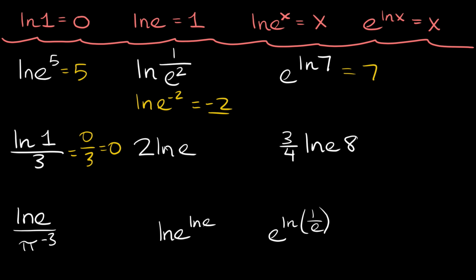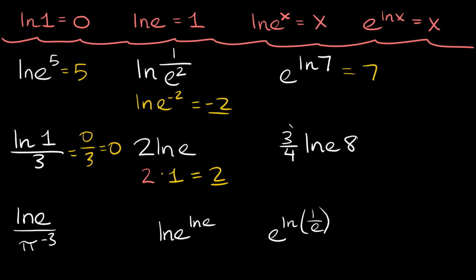Now we have this one right here. We have 2 times the natural log of e. Remember, the natural log of e, we know what that's equal to. It's simply equal to 1. So this is the exact same thing as 2 times 1, which of course is equal to 2.